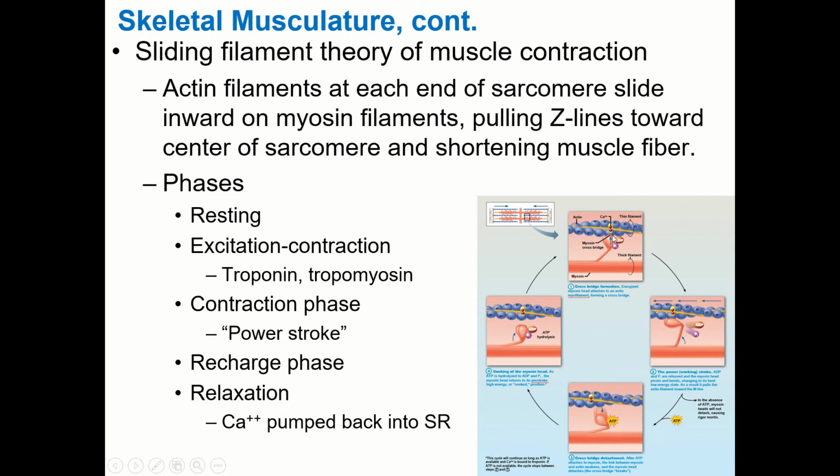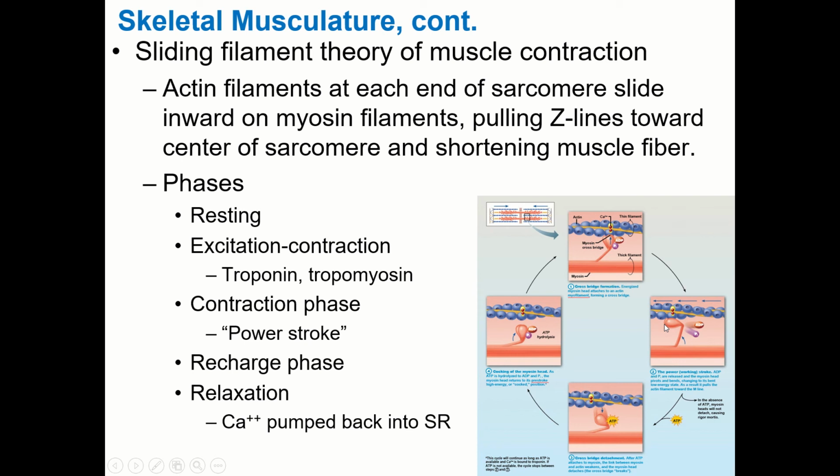Once we've got cross bridge formation, myosin at rest is kind of like a coiled spring. So as soon as it sees those binding sites on actin, it's going to jump up and attach and then pull actin toward the midline. And that's called the power stroke. That's what you see happening here in this second picture.